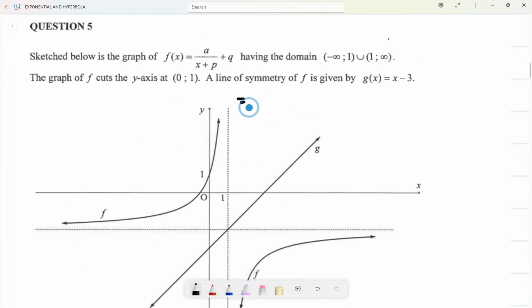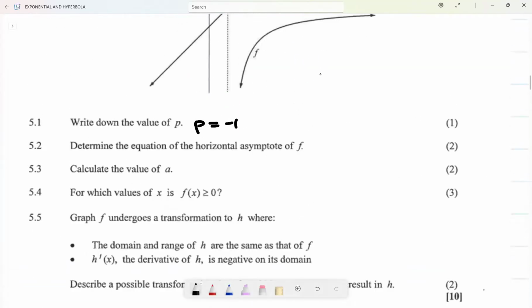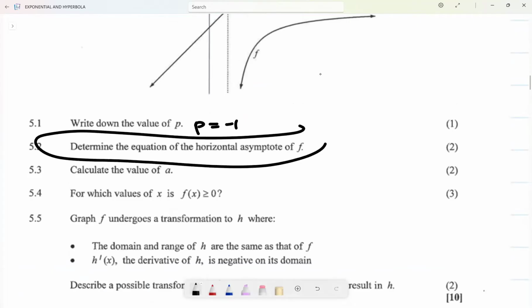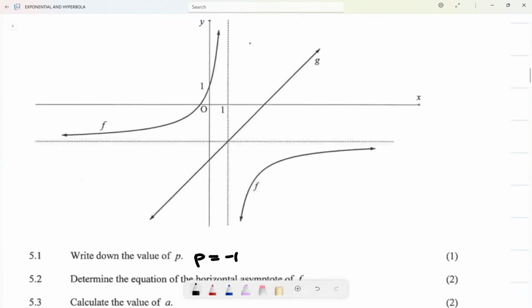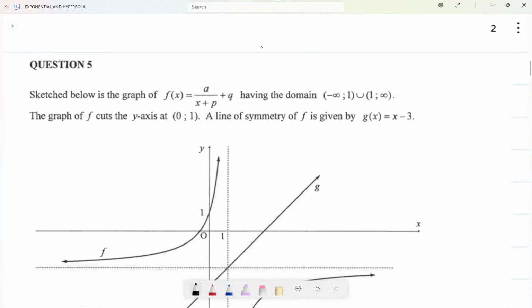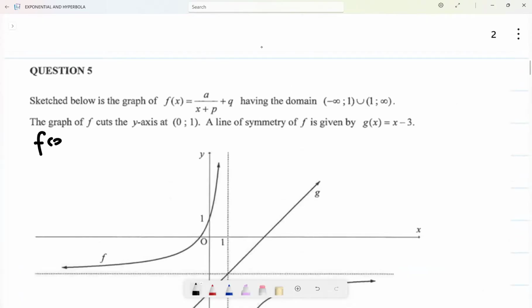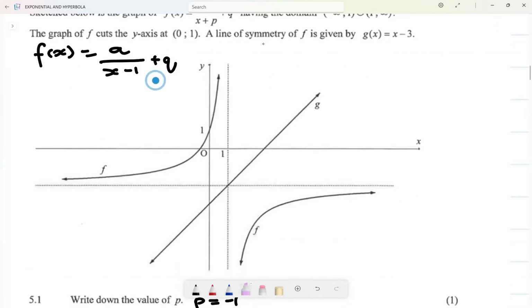And then determine the equation of the horizontal asymptote. Which one is the horizontal asymptote? This one, guys, it is horizontal. So how can I find that? I already know that the equation looks like this for now: a into x minus 1 plus q. If I want the q here, what information can I use? I have already been given the equation of the line of symmetry, with a positive gradient.